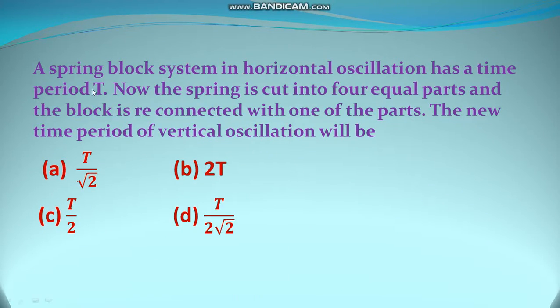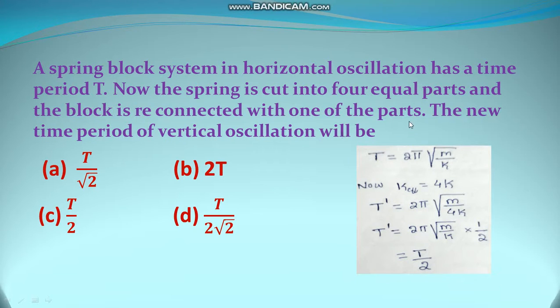Next, a spring block system in horizontal oscillation has a time period T. Now the spring is cut into 4 equal parts and the block is reconnected with one of the parts. The new time period of vertical oscillation will be, time period 2 pi square root of m by k. Effective spring constant is what? That is 4K, because here 4 equal parts.